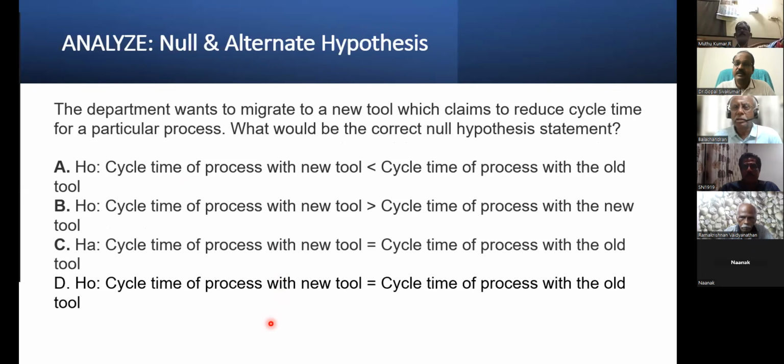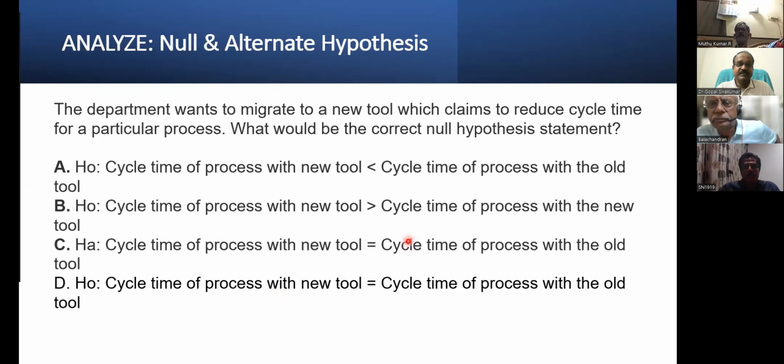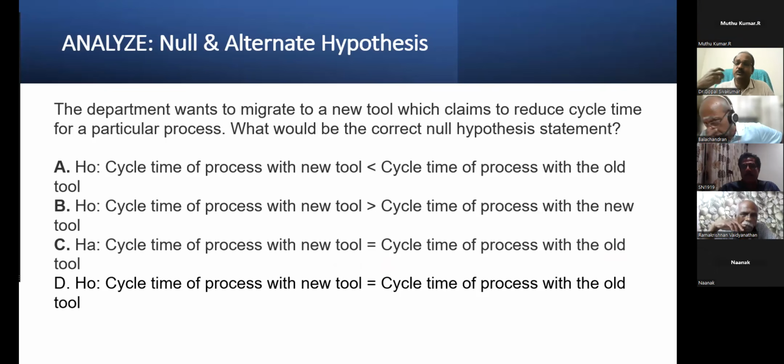I may be right in saying D, cycle time of process with the new tool is equal to cycle time of process with the old tool. Bit difficult to understand. That means your department has changed the tool. They have introduced a new type of tool, and they are claiming that the cycle time can come down if I change the tool. Now you have to start with the null.